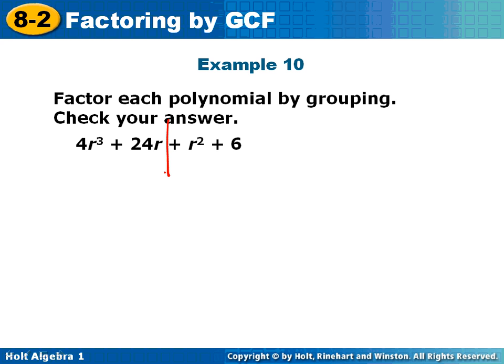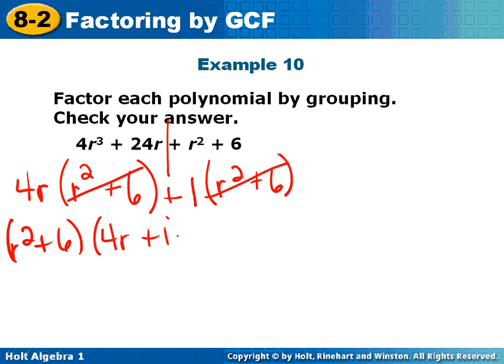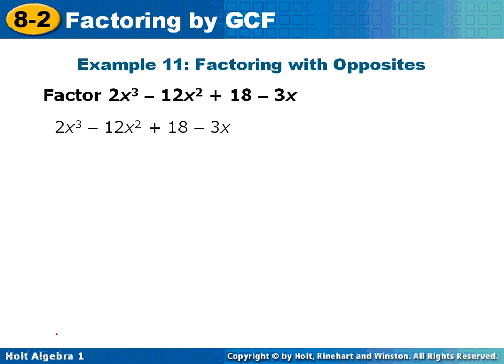let's divide and conquer. So I'm going to take the 4 out because they both have a 4 in common. The highest exponent I can take out is an r. I need an r squared, so that r times r squared is r to the 3rd. 4 times 6 is 24. I have an r, that's all I need. Plus, okay, these don't have anything in common, so I'm going to put a 1, parentheses, r squared plus 6. Okay, they both have an r squared plus 6. I'm going to write that down first and cross it off. What do we have left? 4r plus 1.